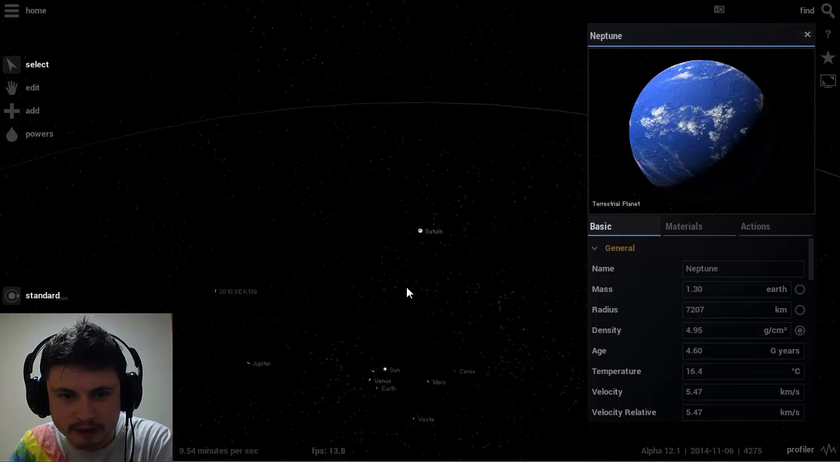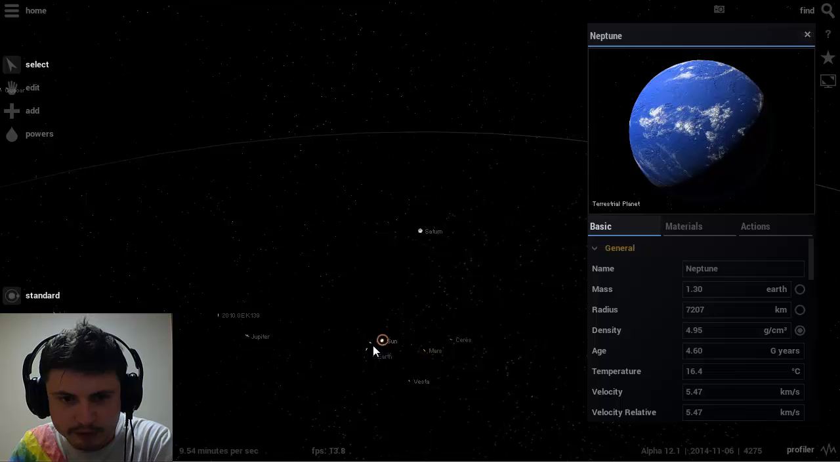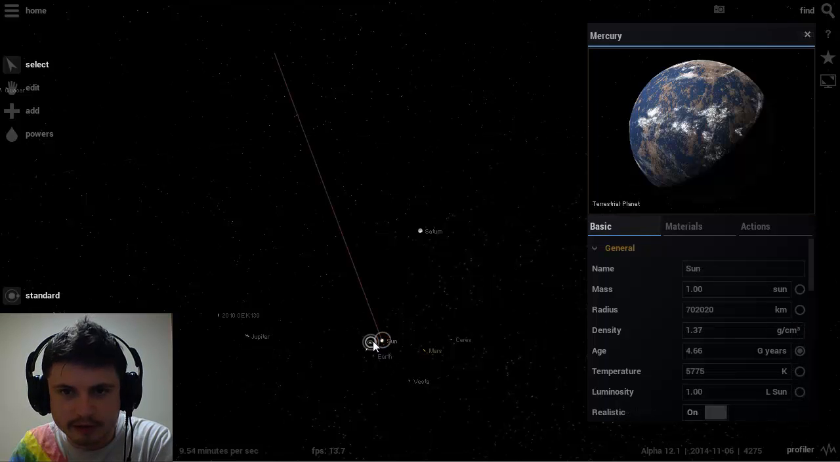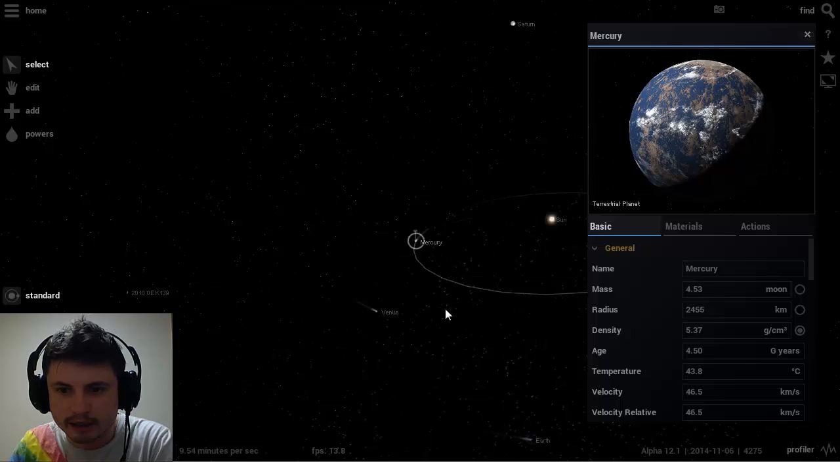Starting with the innermost planet, Mercury. I just have to find it, it's so tiny. Where is it? It's somewhere here. I think this is it. No, that's the Sun. There we go, Mercury. So let's zoom in on it.